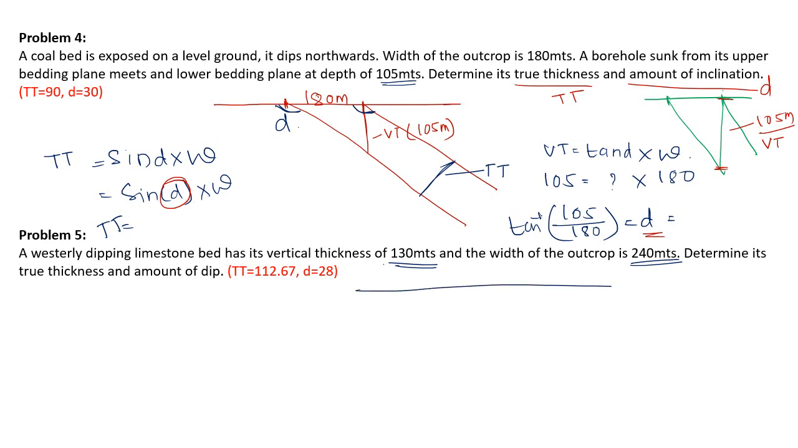I'll draw a horizontal ground. Then they said it's dipping westwards, so I should draw towards this line. But before that, I will mark a width, that is 240 meters. Then I'll drop a VT, that is vertical thickness, 130 meters. Then I'll join this part.